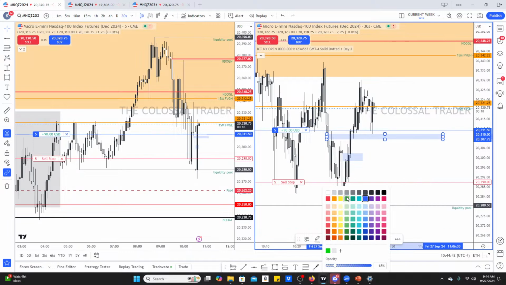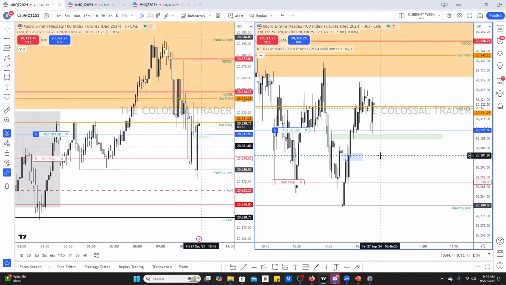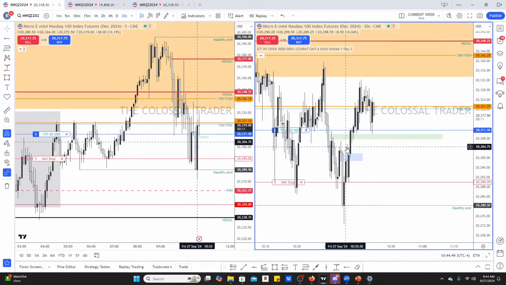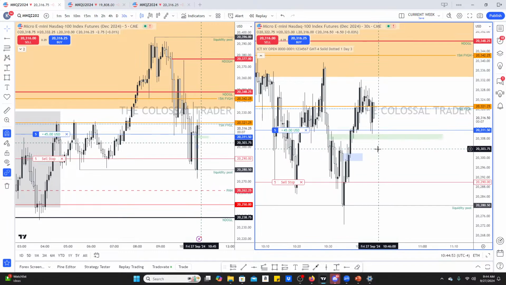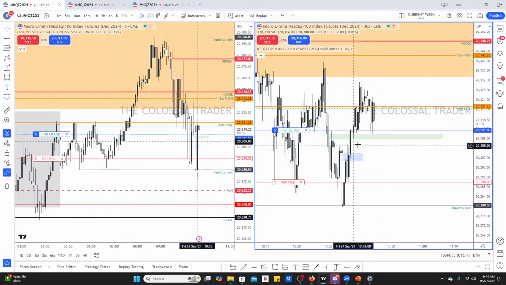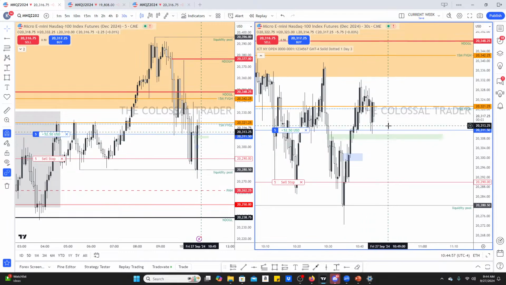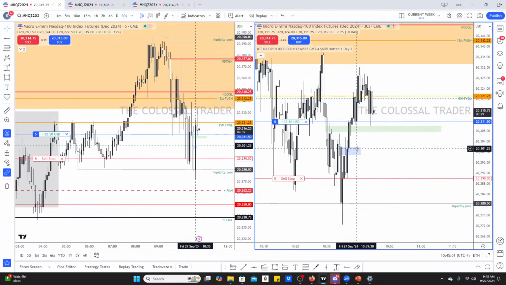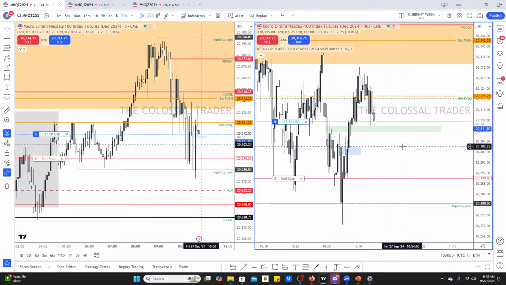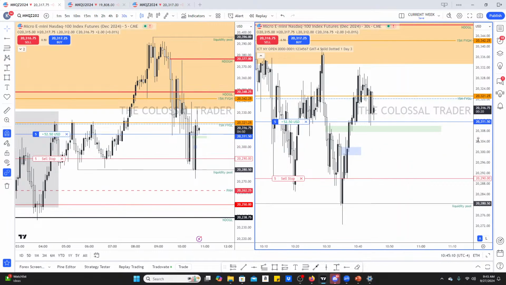Unless it gets respected. There's one right here too, a little fair value gap, so I could leave it. If it goes in here, I'm just watching these fair value gaps. If price does not show respect to these levels, I'll just be out at this point. So I think my stop loss is appropriately placed, and I'll make sure I have it on my other charts.